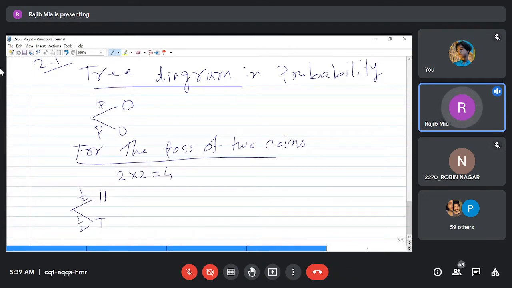In a similar way, for the second toss also, the possibility is head or tail. Suppose in the first toss we got head, then the second toss will be either head or tail. Suppose we got tail in the first toss, then the second toss may be head or tail. So this is the tree diagram of tossing two coins. In the second toss, the probability of getting head is half, and getting tail is half.